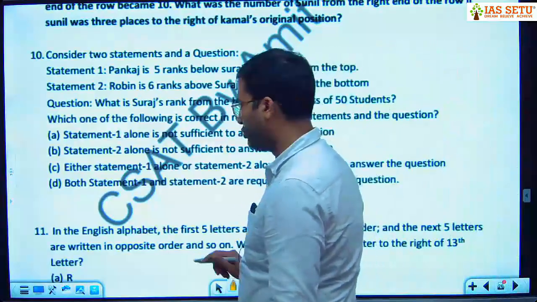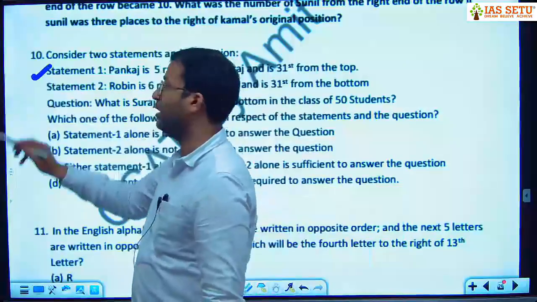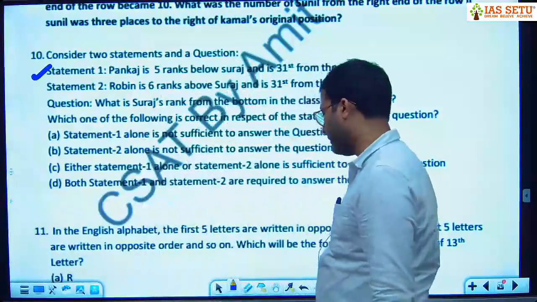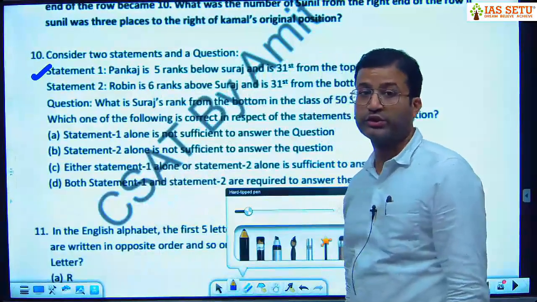Now then what you have to do, you have to try to solve this question with the first statement alone. First statement alone.